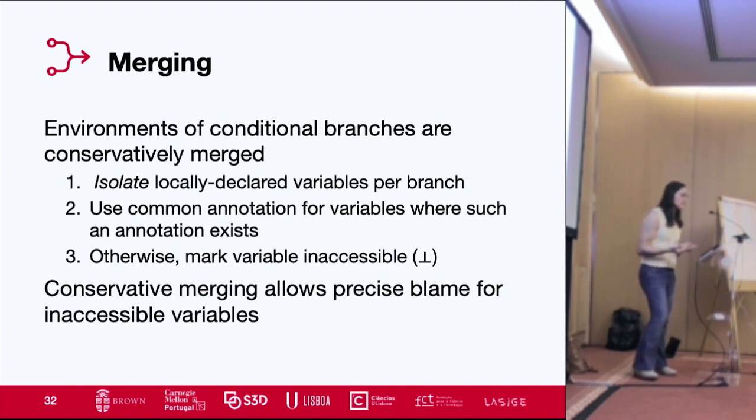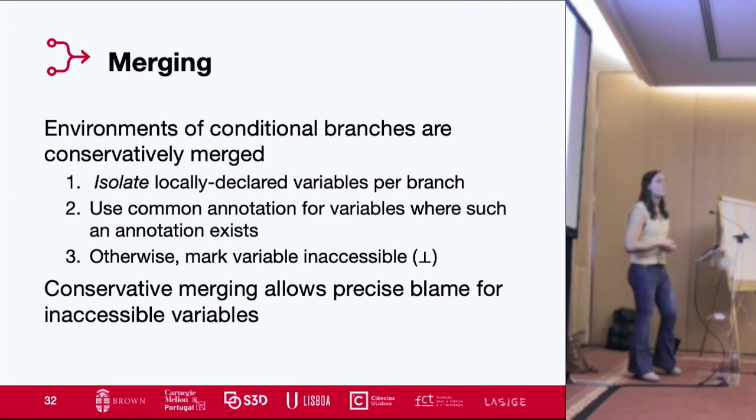And we try to find a common annotation for all the remaining variables. But if we can't, again, it's conservative, we just mark it as inaccessible because we can't figure out what the aliasing is. This is, again, a limitation on the expressive power, but here again, we can assign precise blame whenever this fails. And by fail, I mean it just marks it as inaccessible.